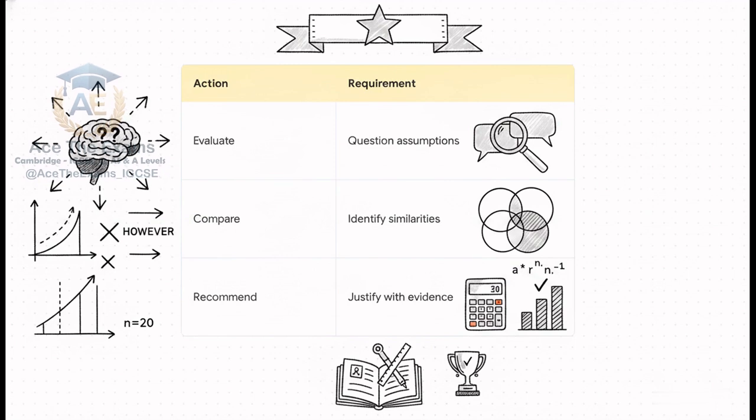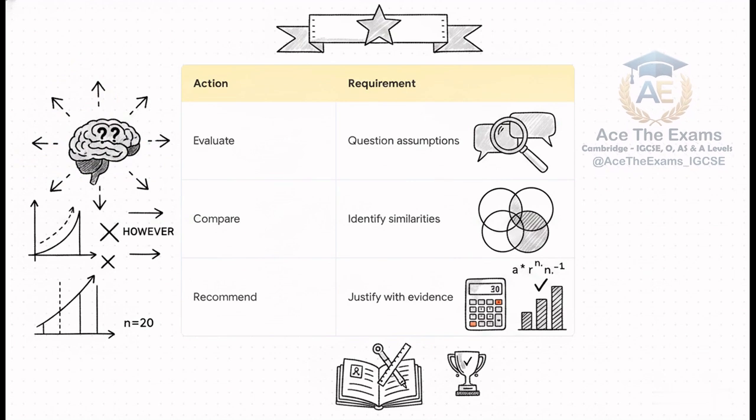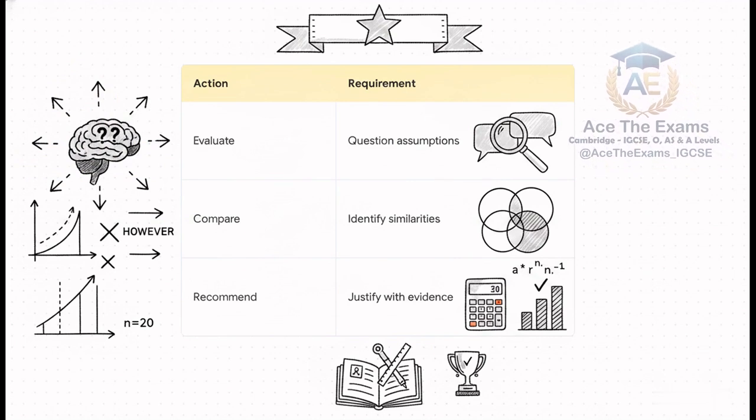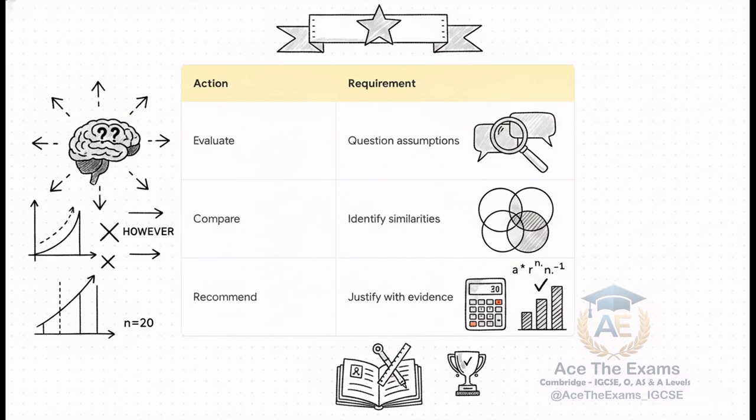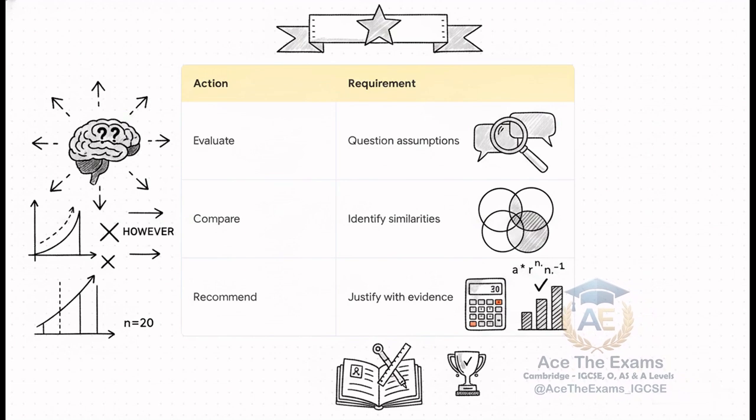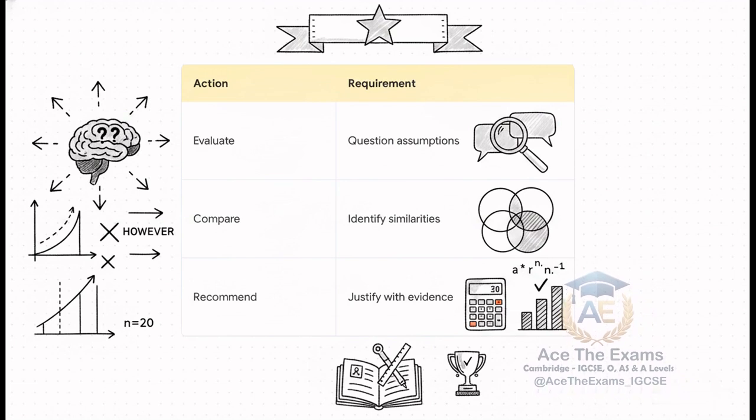If the question asks you to justify decisions, you must provide evidence-based recommendations relying directly on the specific values you calculated using the nth term formula. You are definitively proving to the examiner that you are a master of the syllabus, fully capable of descriptive, analytical, and evaluative thinking. This is exactly how you guarantee that A-star.